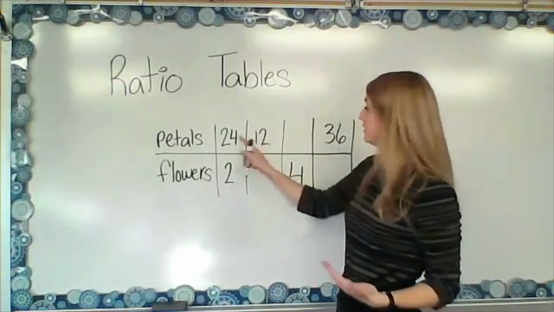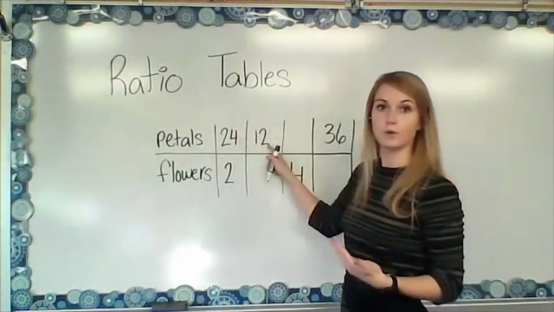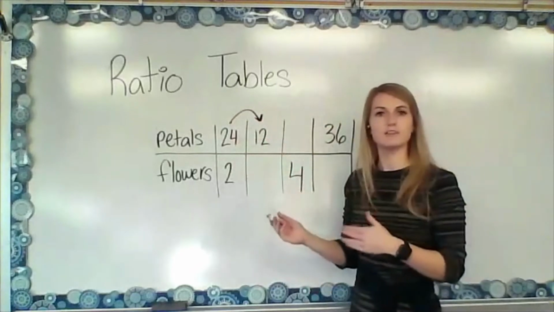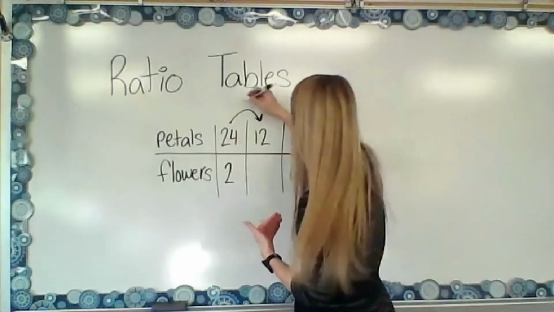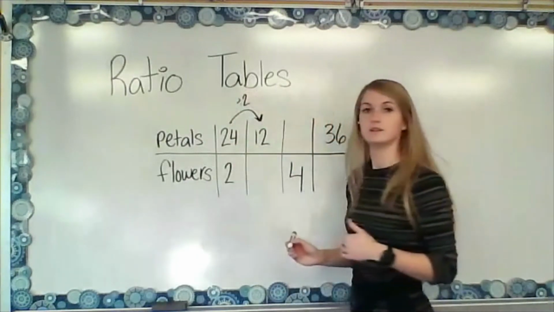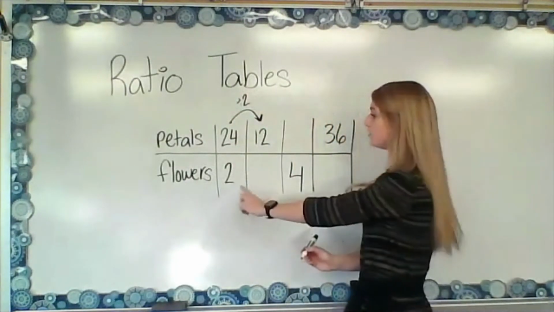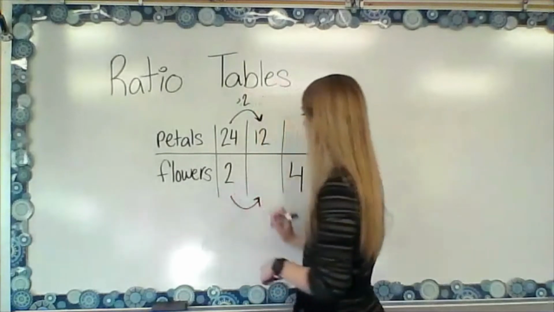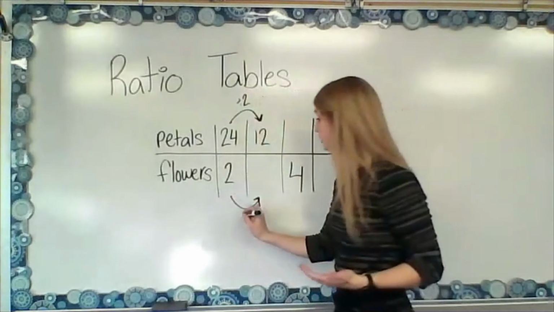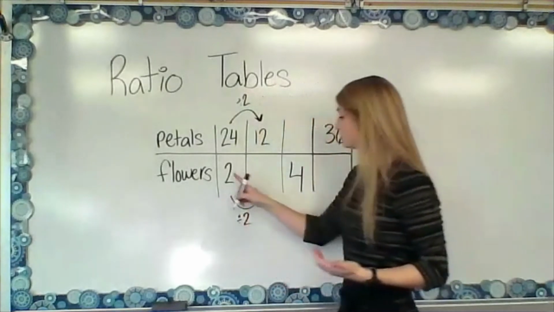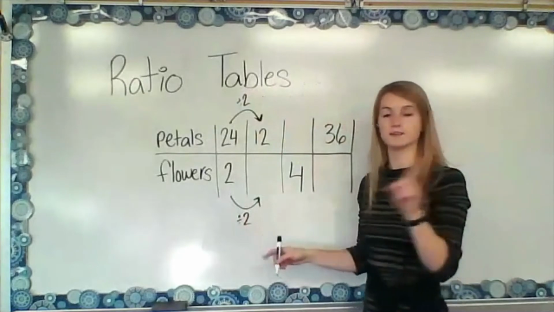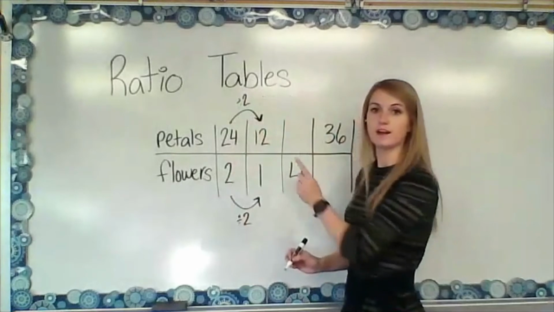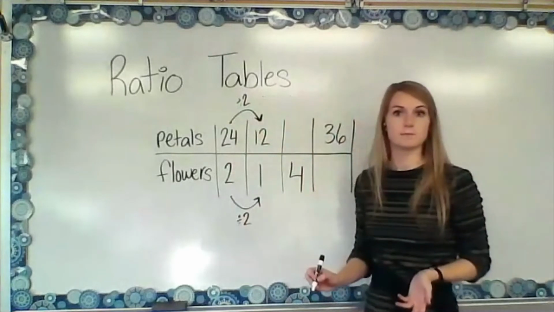We're going to use what we know. How do we go from 24 to 12? Well, 12 is smaller, but how could we get from 24 to 12? Divide by 2, right? So if I'm here at 2, how could I go from 2 to here? We just divide by 2 also. What's 2 divided by 2? 1, right? And that makes sense. 2 petals is 24 flowers. 1 petal is going to be 12 flowers.